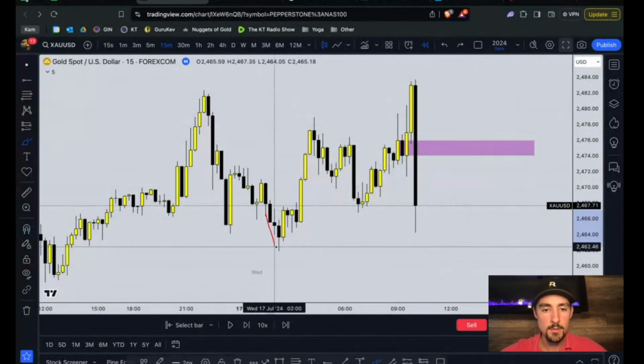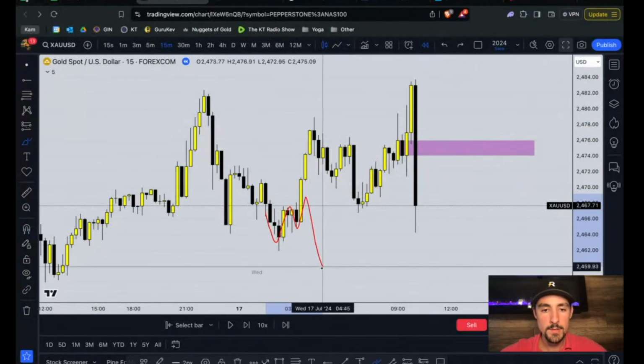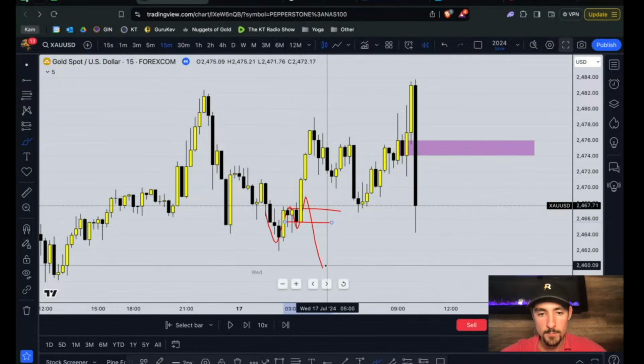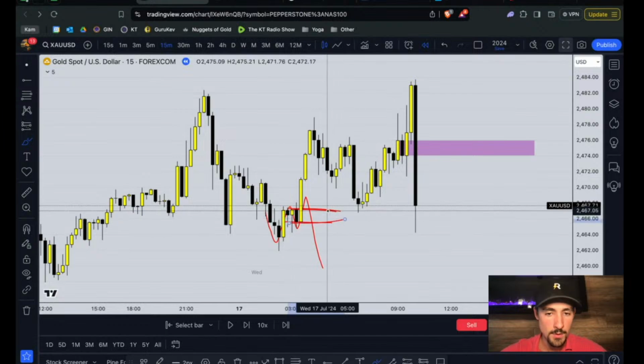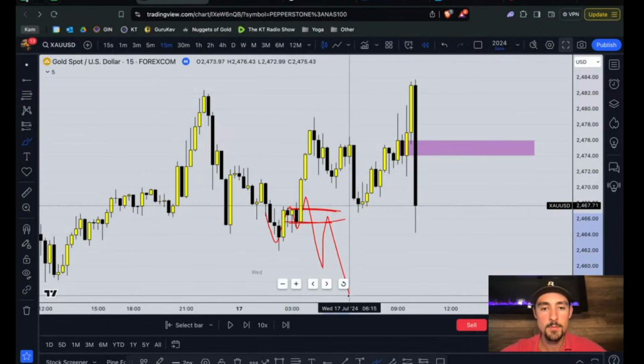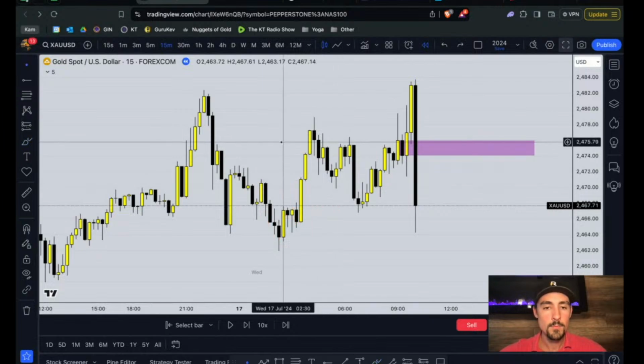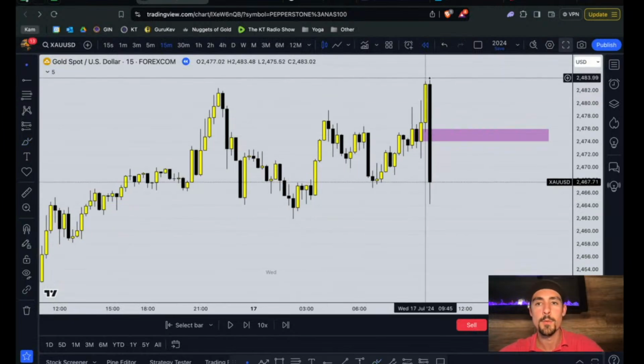If we saw this, this guy would be the breaker block, right? Because we were creating higher high, higher low, higher high, lower low. This was a previous order block that failed. We would look to sell that breaker block. Hopefully that makes sense.